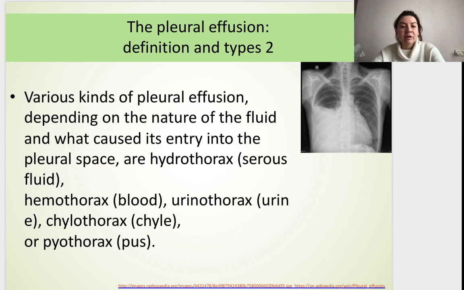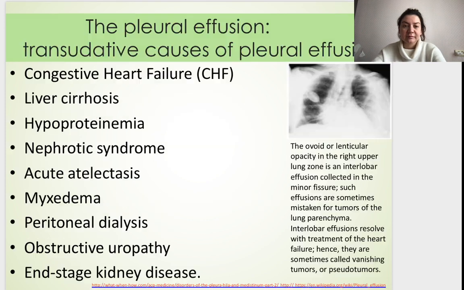There are various kinds of pleural effusion, depending on the nature of the fluid and what caused its entry into the pleural space. Hydrothorax: serous fluid. Hemothorax: it is blood in the pleural cavity. Moreover, it can be urinothorax, urine. Chylothorax, it is chyle, or pyothorax, when pus can be found in the pleural cavity.